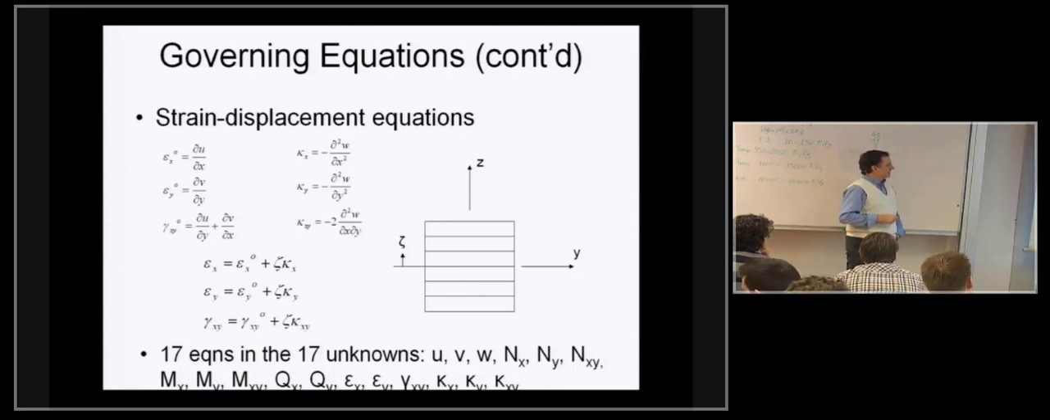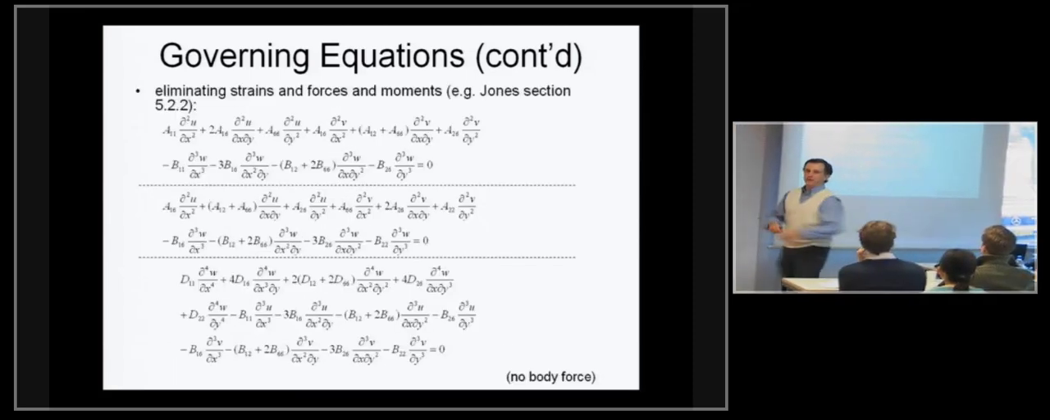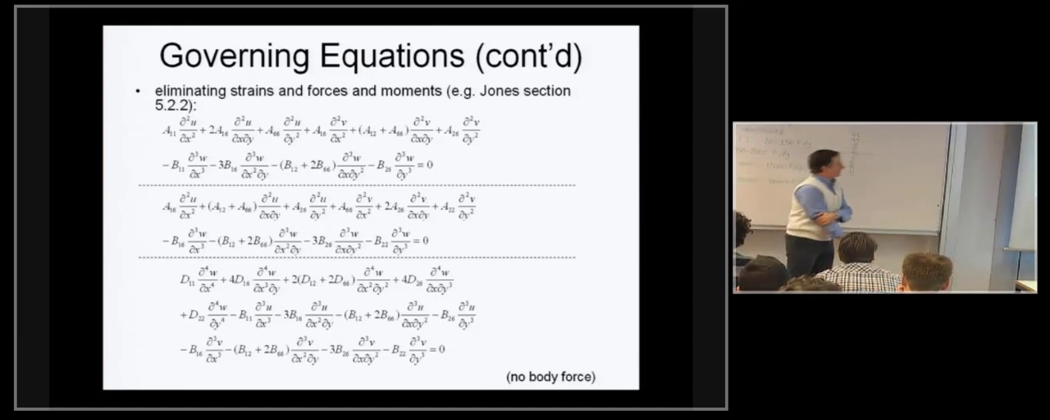And you have therefore 17 equations in 17 unknowns: the 3 displacements, the 6 forces and moments, the 2 out-of-plane shear forces, and then the 3 strains and 3 curvatures. So the whole idea is to solve those, and if you eliminate as many of the unknowns as you can, you will arrive at the 3 governing equations of anisotropic elasticity in terms of displacements U, V, and W.